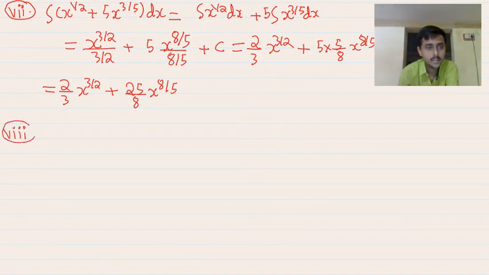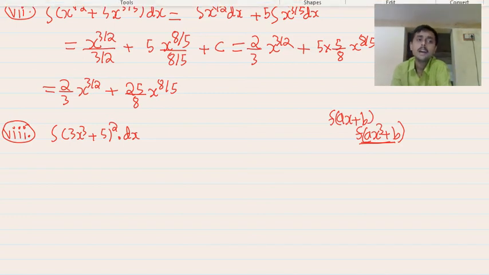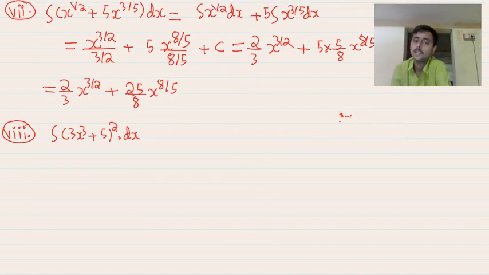Question number 8 says integration of (3x cubed plus 5) whole squared dx. Now, just remember, we have a formula for ax plus b. We do not have any formula for ax cubed plus b. There is no formula for integrating a function with respect to x cubed. We only have the formula with respect to x. So we will have to change this to a standard form. So how do we do that?